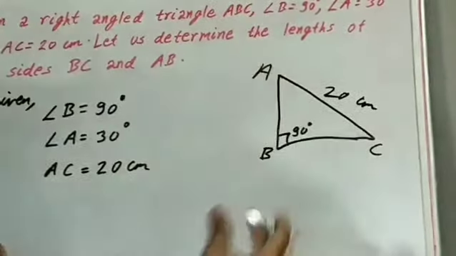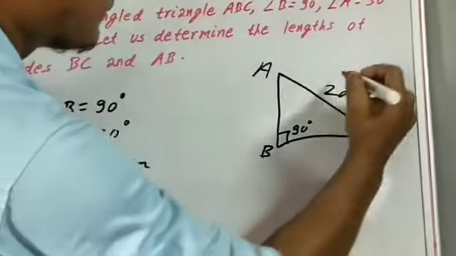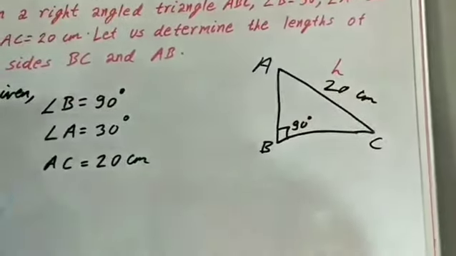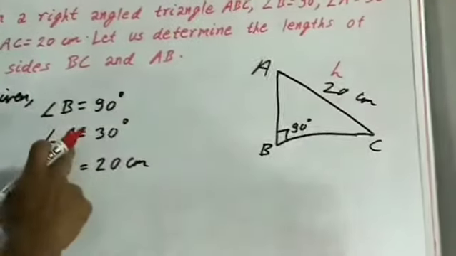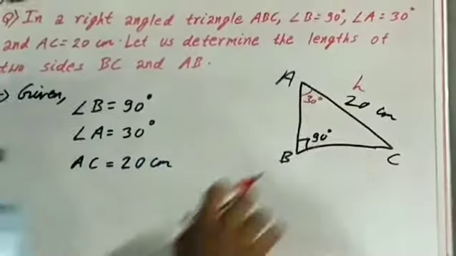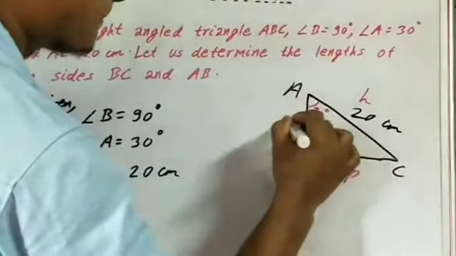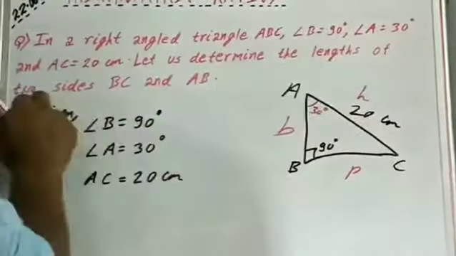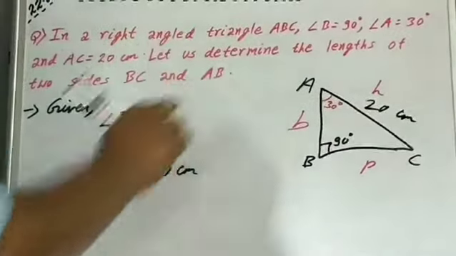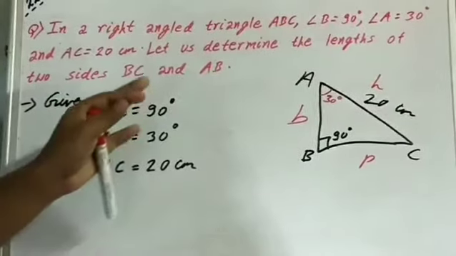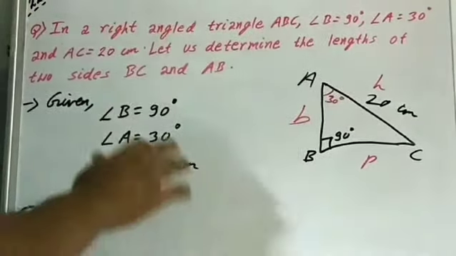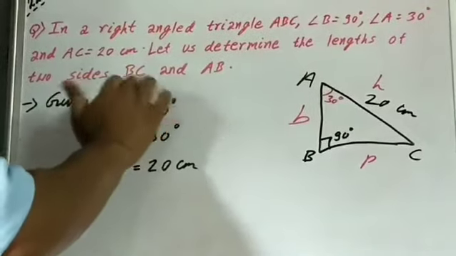Now, with respect to this angle 90 degree, side AC is hypotenuse, and also we have given that angle A is 30 degree. So with respect to this angle 30 degrees, side BC is perpendicular and side AB is base. So we have to find the lengths of two sides BC and AB. Now let's first find the length of side BC.